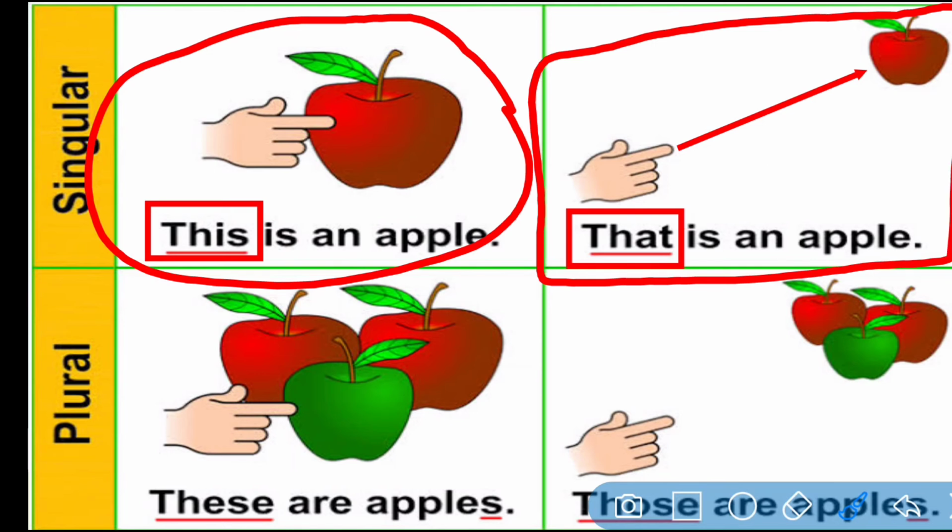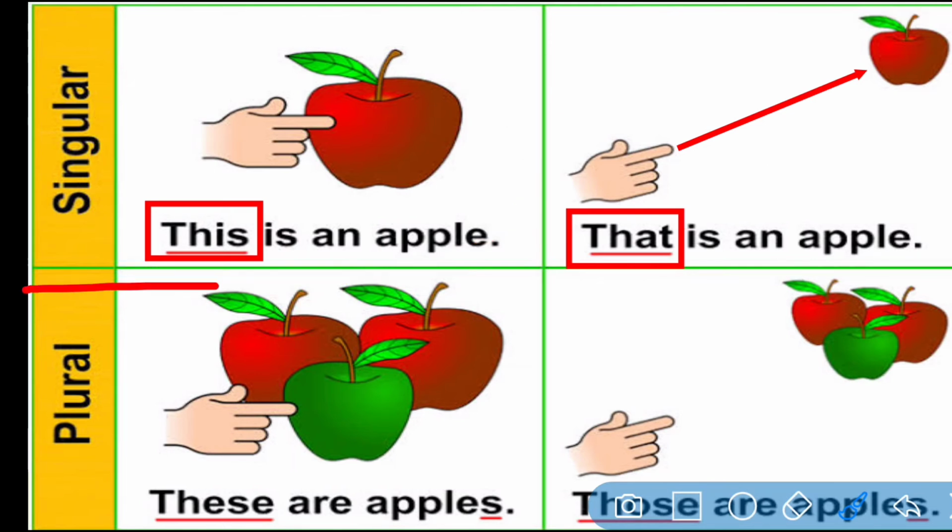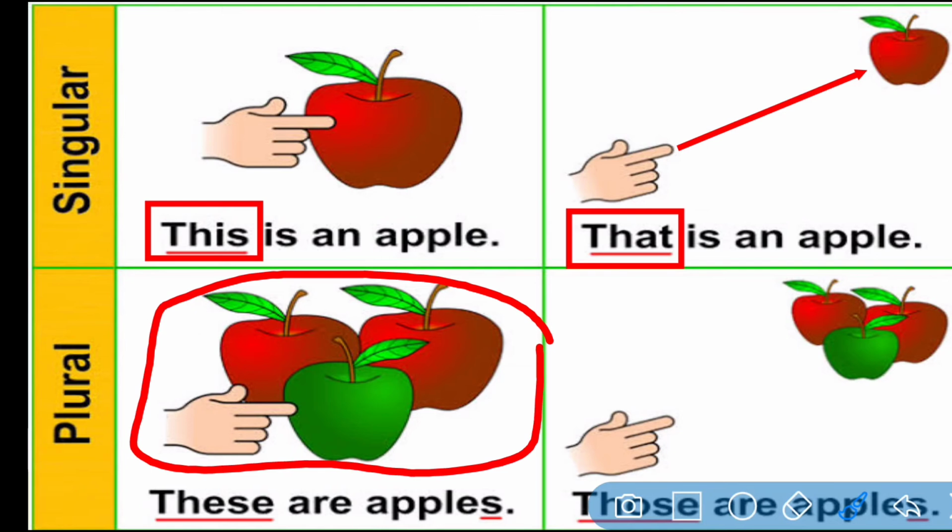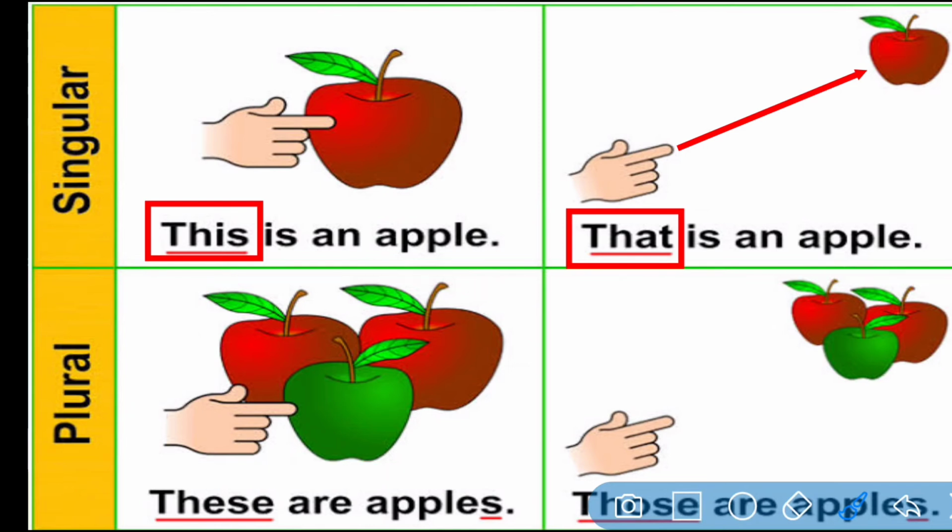Okay. Now look at the second picture down below. Here we have 3 apples but very near. Again, here we have 3 apples but very far. Now remember, this is more than 1. So what word will I use?